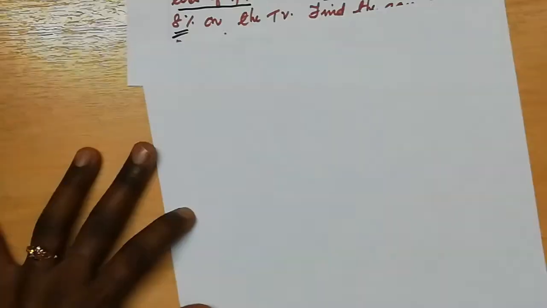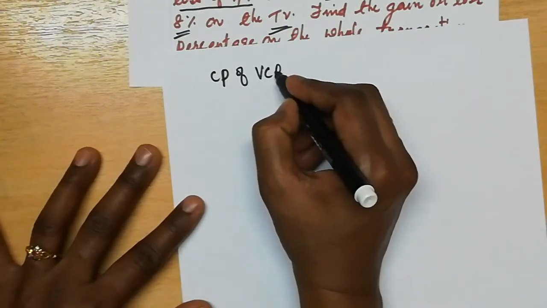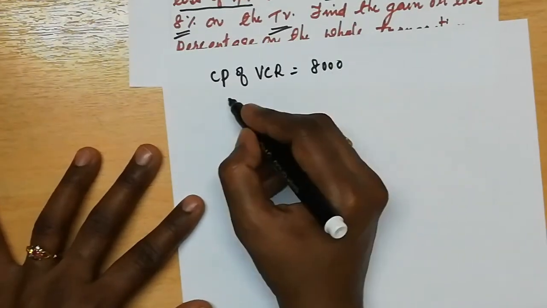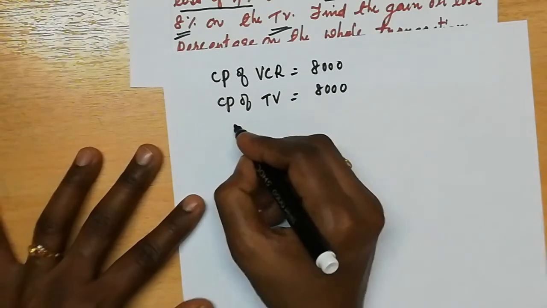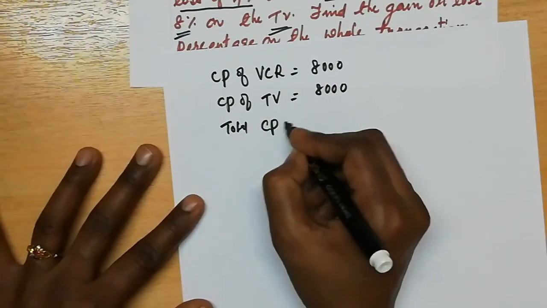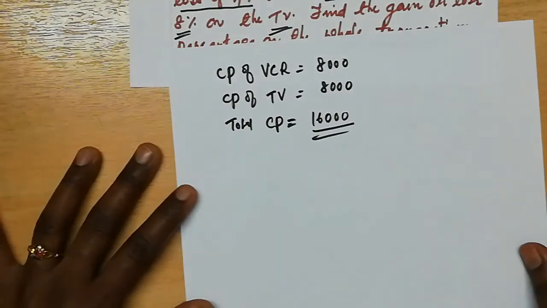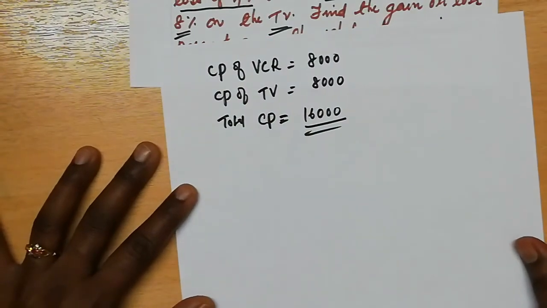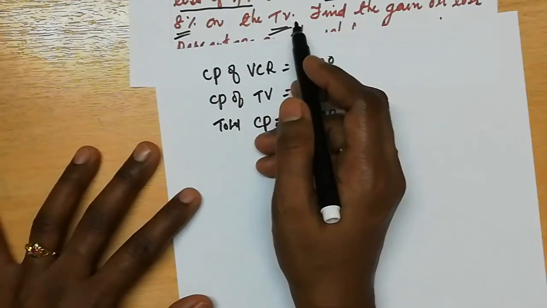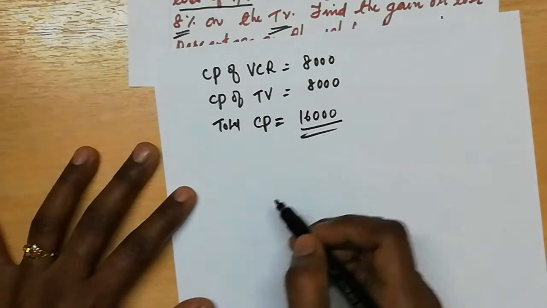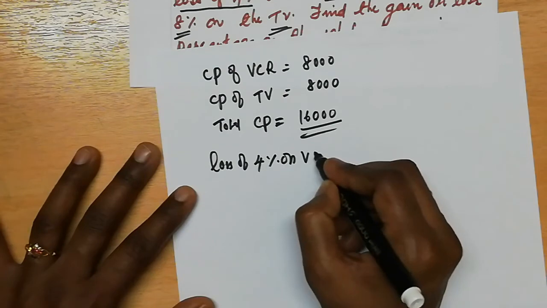Okay, we will write here. Separately we will write the cost price of VCR, how much? 8,000. Then the cost price of TV also 8,000. Okay, clear. So total cost price, that is VCR plus TV, that is 16,000. You will be clear on that. Okay. So what they are telling: the shopkeeper made a loss of 4% on VCR and a profit of 8% on TV. That is a loss of 4% on VCR.